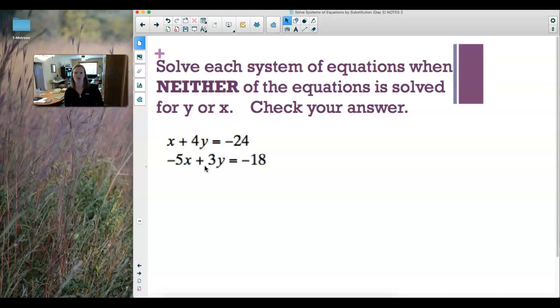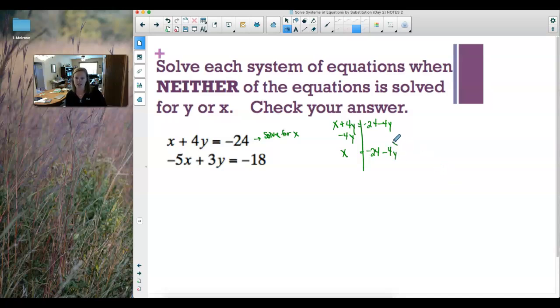Here's another one where I'm going to solve for x again. I like to choose x if it does not have a coefficient on it. So I'm going to take this first equation and solve for x. We have x plus 4y equals negative 24. I'm going to subtract 4y from both sides, and we have x equals negative 24 minus 4y.